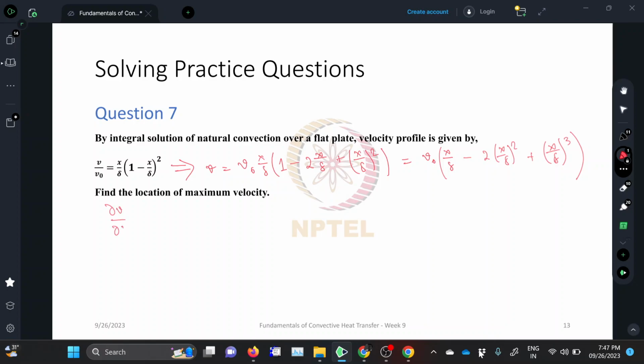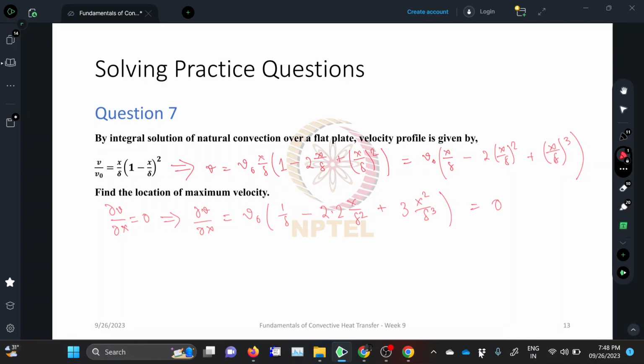Okay. So now if we have to find out the maxima, then the derivative of that function has to be 0, right? This gives us that dou v dou x is equal to v naught into 1 by delta minus 2 into 2x by delta squared plus 3 into x squared by delta cubed. Now this has to be 0.